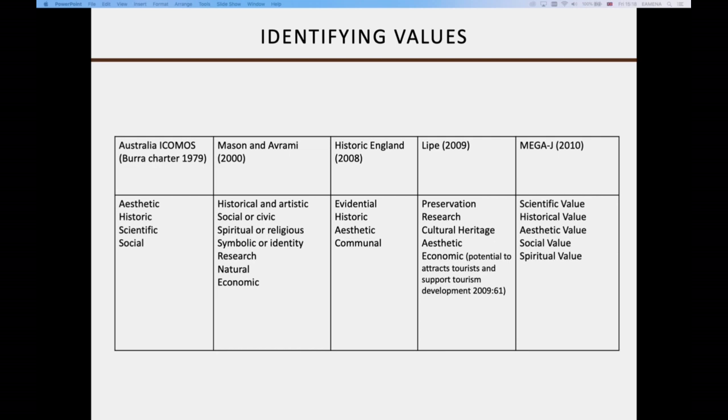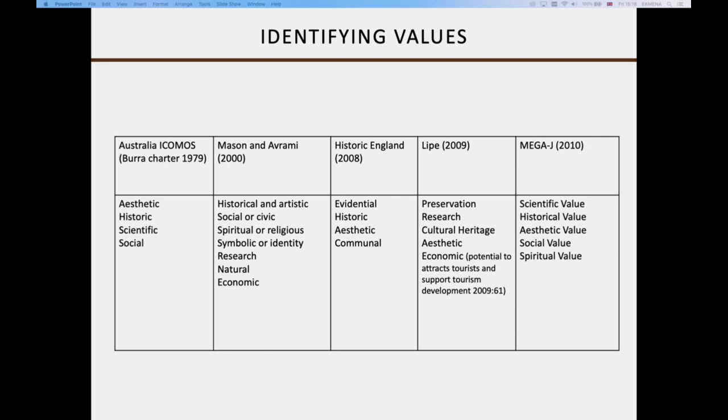In the Conservation Principles, Policies and Guidance, published by Historic England, they define four categories of significance: evidential, historical, aesthetic, and communal, where communal includes commemorative and symbolic values, social values, and spiritual values.